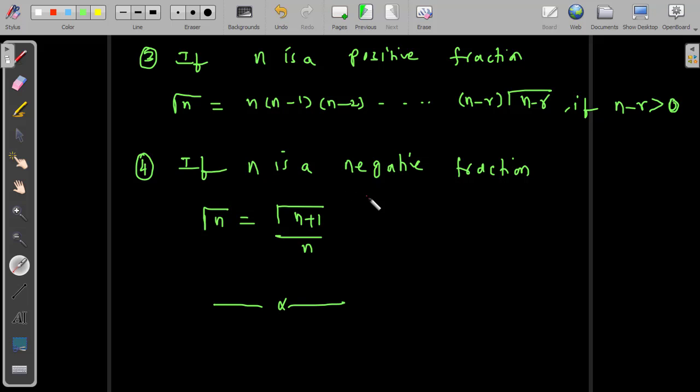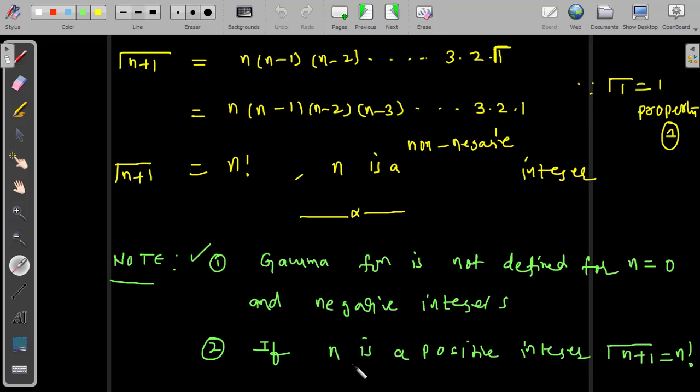As of now, I have given only rules to remember. For a negative fraction, for example gamma of minus 3 by 2, it's a negative fraction, for that case you can apply this rule. For positive fractions apply this rule. It is meant for positive integers including 0 also, gamma n plus 1 equals n factorial. But especially this property says gamma function is not defined for 0 as well as for negative integers.